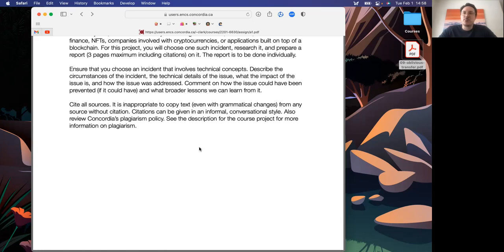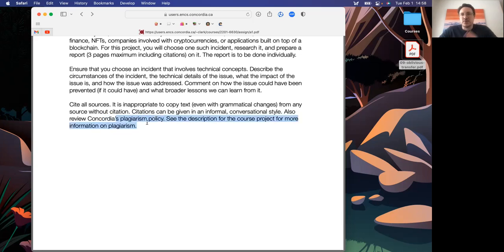Citations can be informal, meaning I don't care about the format. You can just say, I read an article and it said this, right? And then say what the article said. Okay, so that's almost like we're having a conversation. We're just talking. You don't have to write in a very formal way.